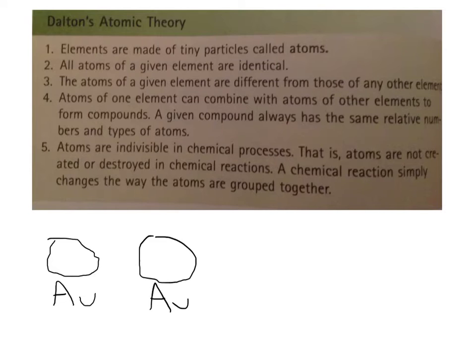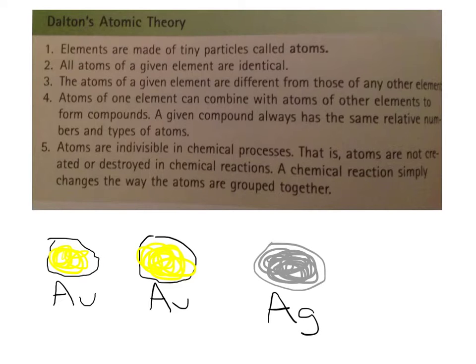The third thing is that atoms of a given element are different from those of any other element. So if we have our gold here, so let's make this gold colored. Here's our 2 chunks of gold. And here's a chunk of silver. The particles that make up this silver are atoms. The particles that make up the gold are atoms. But the atoms of each substance are different from each other. All the atoms here are the same. All the atoms here are the same. But compared to each other, the atoms here are different than the atoms here. And that was Dalton's third point.